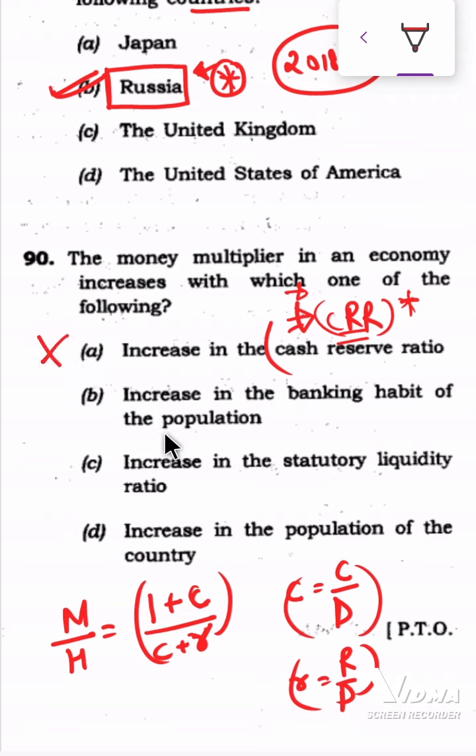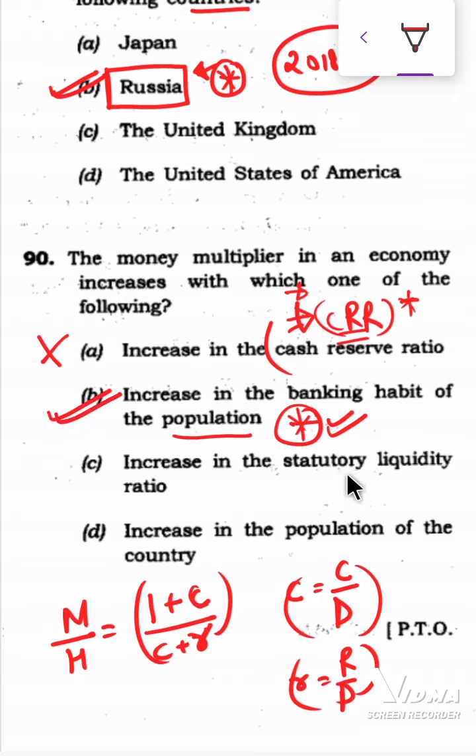Increase in the banking habit of the population. Yes, this could be an answer, because an increase in the banking habit could actually promote more of the population to have savings accounts. They could deposit more amount in the banking system, and hence the banks get more liquidity that could be channelized to the investors in the form of loans, and that could act as an asset, and hence the multiplier process could be boosted. So statement B could be the answer.